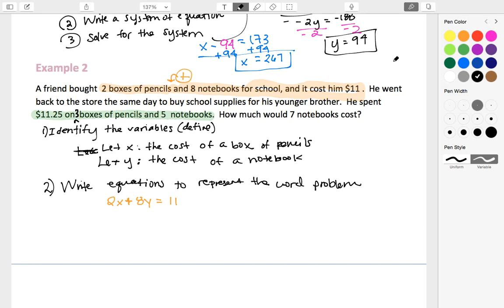So again, we can go ahead and write this equation with X representing the cost of a box of pencils. So this will be 3X. And then 5 notebooks, so plus 5Y, because Y represents notebooks, equals $11.25. Okay, so that's how we can go ahead and start this problem. And this is our system. Okay, so step 3 in this case is to solve for our system.